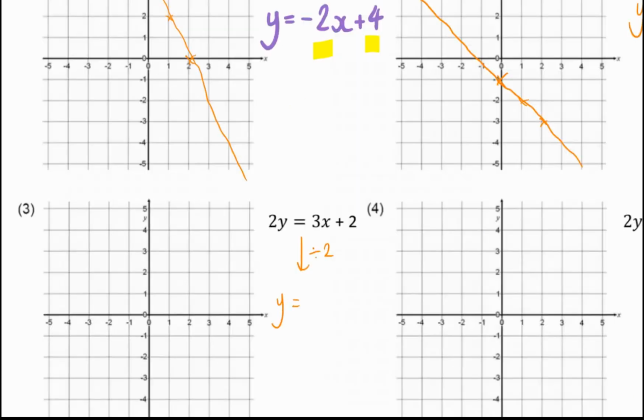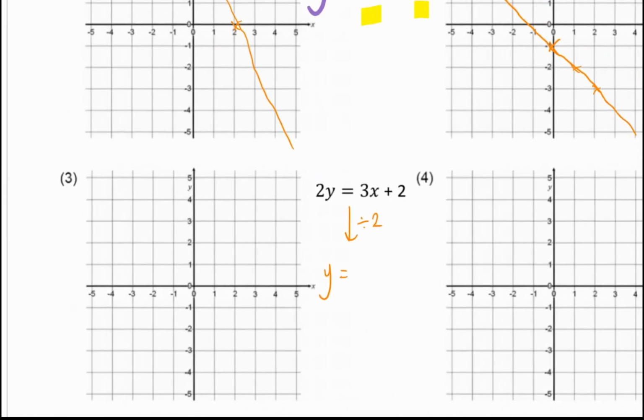Question 3. Again, we want to halve everything, so if you do that, y is going to be 3 over 2x, or 1.5x, and half of 2 is 1. So we start at 1. And every time we go 1 square across, we're going to go 1.5 squares up. So it looks something like that. Then get your ruler and make sure it goes the whole way across the graph.